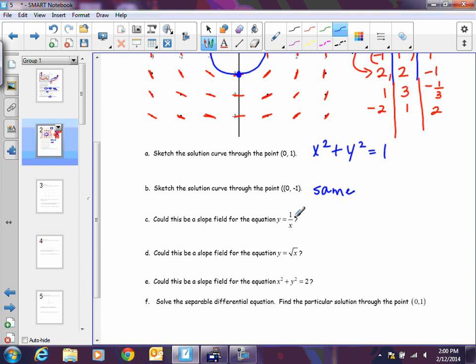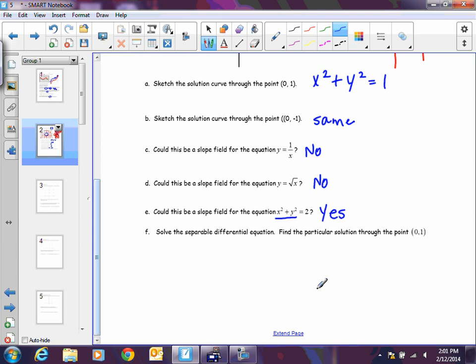Could this be a slope field for y equals 1 over x? No. Could it be a square root of x? No. If you know your parent functions, this is easy. Could this be a slope field for this equation? Now, don't get hung up on the 2. The radius is 2. Well, here the radius would have to be square root of 2. But you're right, it would be a different initial condition. But the x squared plus y squared gives me the right shape. Okay, let me move this up so y'all can all see it.